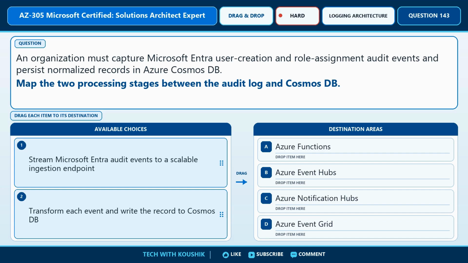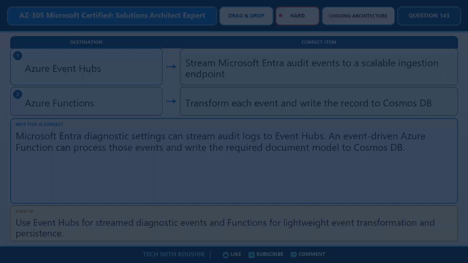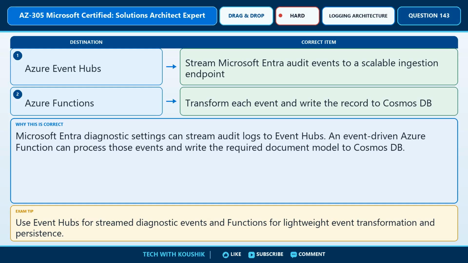The target positions are Target A, Azure Functions. Target B, Azure Event Hubs. Target C, Azure Notification Hubs. Target D, Azure Event Grid. Map stream Microsoft Entra audit events to a scalable ingestion endpoint to Azure Event Hubs. Map transform each event and write the record to Cosmos DB to Azure Functions.